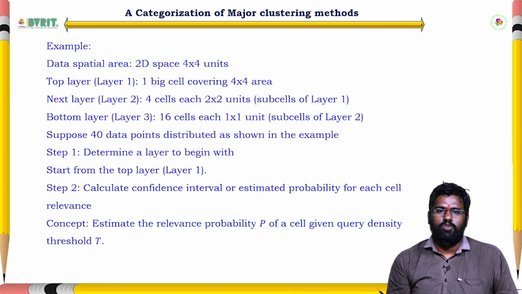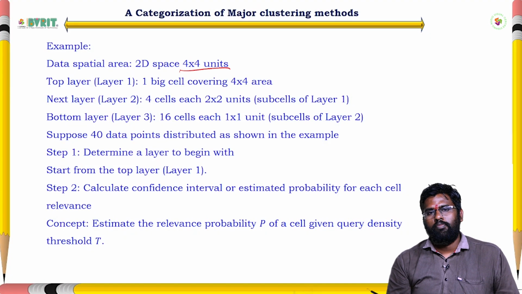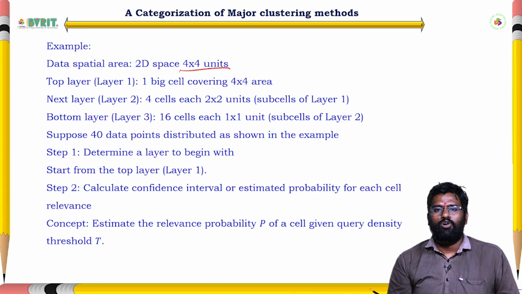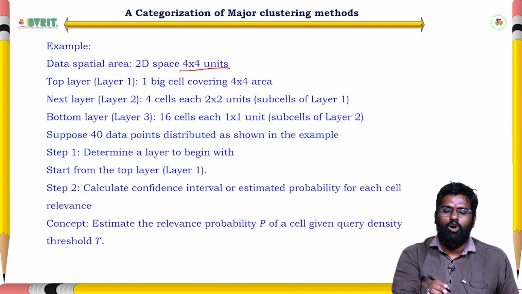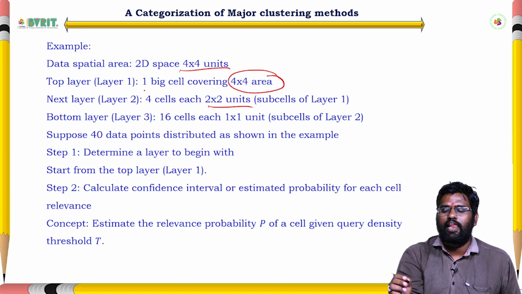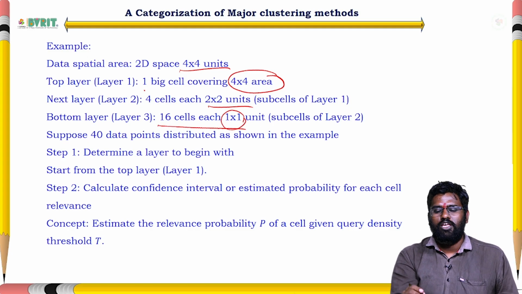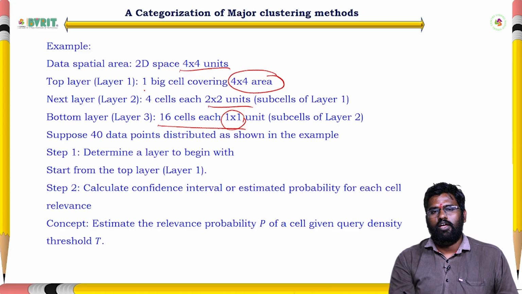Let us assume we have taken a 2D space of 4x4, that is, a 4x4 matrix grid. In the 4x4 grid we have 3 layers. The top layer contains one big cell covering the 4x4 area. The next layer, the middle layer, contains 2x2 cells, and the bottom layer contains 16 cells, each of 1x1 unit. Based on these we frame the given structure.